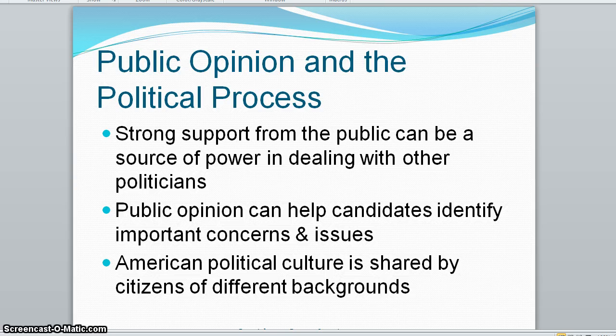Virtually all politicians view public opinion as critical to their careers. It acts as a source of power in negotiating with other leaders and candidates. It's also a way to identify important issues and concerns that shape campaigns. Now, American political culture is a set of shared attitudes about the country, its government, and its beliefs.